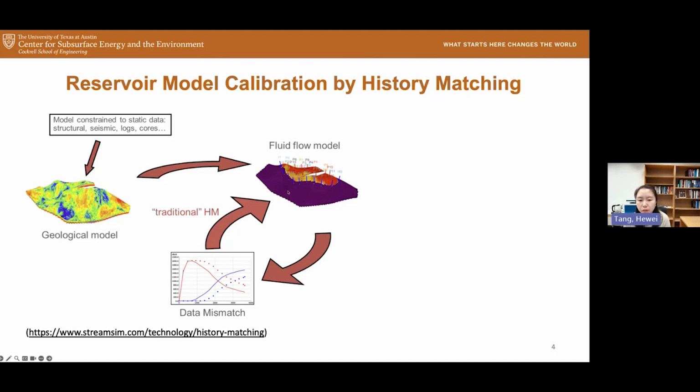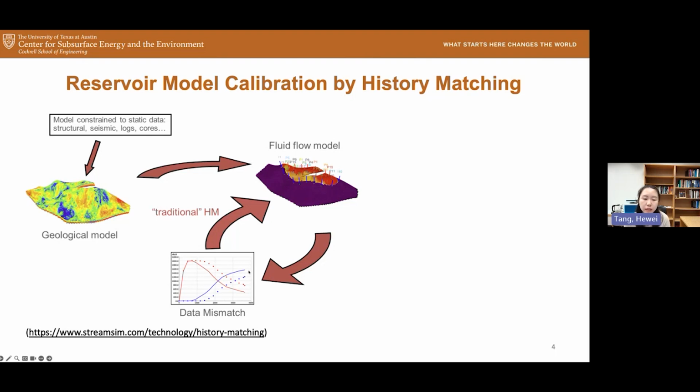However, there are a lot of uncertainties in such a reservoir model. We do not know how the porosity and permeability are distributed in the reservoir, and we may not know the relative permeability curves. To reduce these uncertainties, we can collect history data and try to match our model predictions with this history data. This process is called history matching.